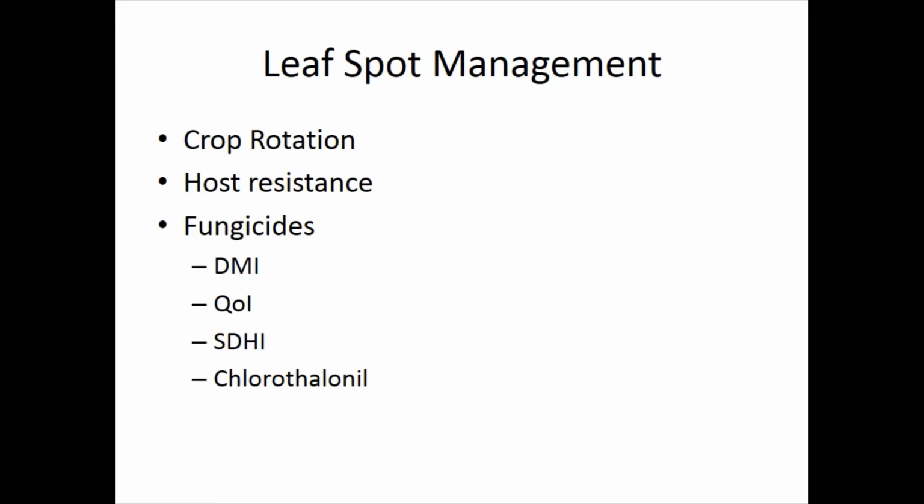And then in fields where crop rotation and host resistance are not enough, fungicides are employed. Typically it's a mixture of synthetic fungicides such as your DMIs, your QoIs, and your SDHIs, and then a protectant fungicide, chlorothalonil. Chlorothalonil is heavily used in leaf spot management. It's a protectant fungicide, but it has a very broad spectrum of activity, so there's very low risk for these fungi to develop resistance when chlorothalonil is employed.